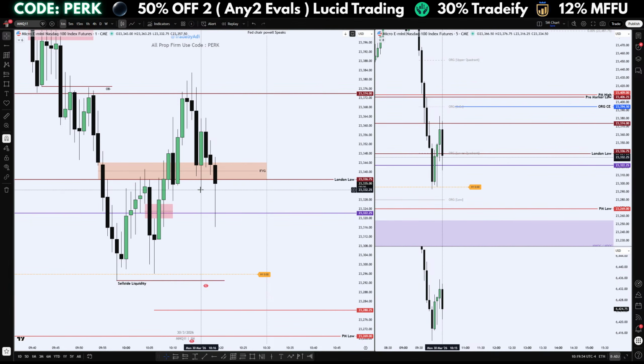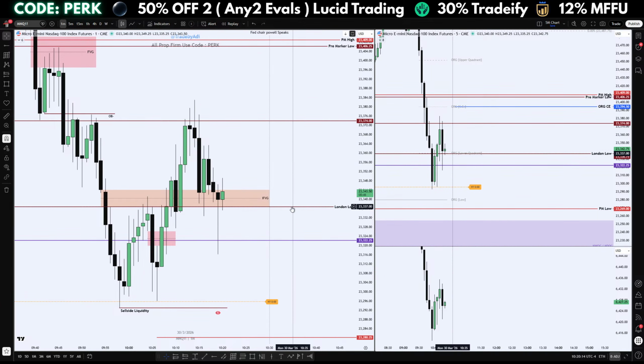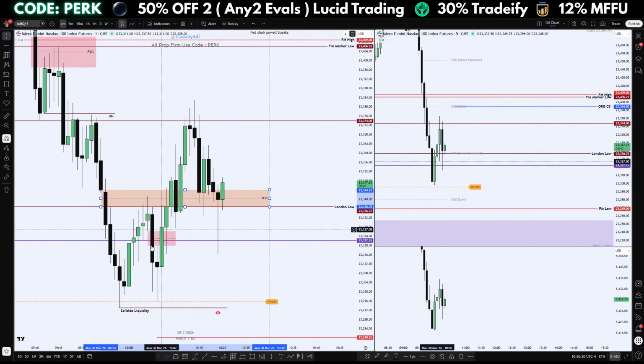So we have the minor market structure shift over here, and we have taken out the minor market structure shift over here also. What we are going to expect is the price to drop to this low after taking out the buy side liquidity. But we should close the body below this IFVG also. Keep this in mind.